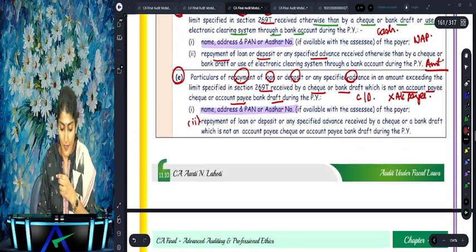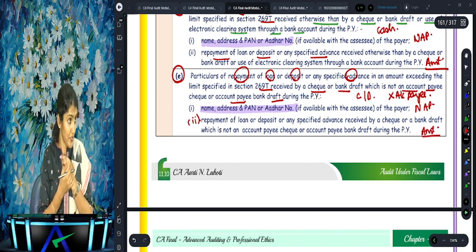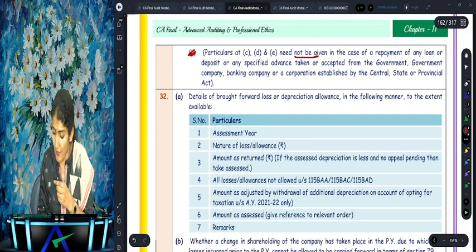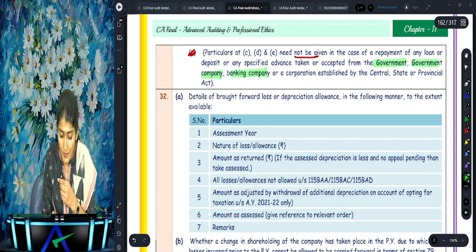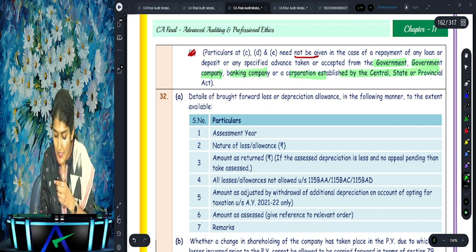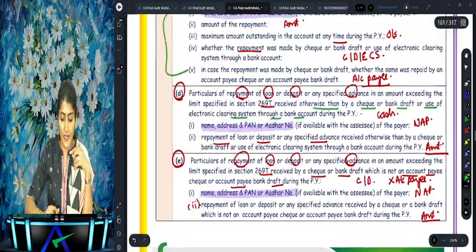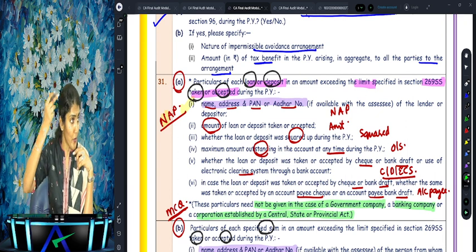Right, so what does it say? Yes, the repayment. So again, the NAP, the name, address and the PAN, and then again the amount of the loans which have been repaid. And again, these details need not be given in case of the repayment of the loan, for any deposit or specified sum which is taken from the government or the government company or the banking company or a corporation which has been established under the central, state or the provincial act. Right, are you understanding 31A? Loan or deposit taken or accepted of more than 20,000 other than by account payee check, draft or the ECS.